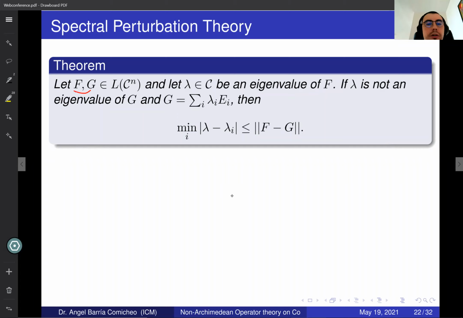Consider two matrices or operators of finite rank and consider an eigenvalue of one of them. If that eigenvalue is not an eigenvalue for a diagonalizable operator, then there is one of these eigenvalues close to lambda, as close as G is close to F. So this inequality allows me to control how close we can get the perturbed eigenvalues.